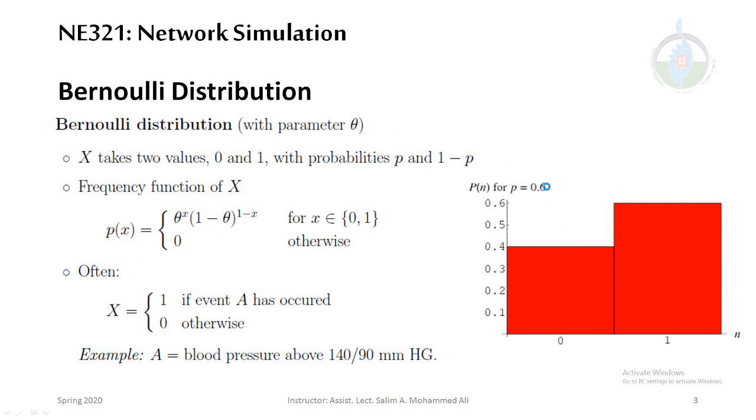This equation describes the Bernoulli distribution, as shown in this graph as well. Okay. Often x will equal 1 if the event A has occurred, otherwise it's 0 if the event has not occurred. An example of such a distribution is when A is a blood pressure of 140/90 millimeters Hg. Hg stands for mercury. Before, they used a mercury instrument to measure blood pressure, measuring the height of the mercury in millimeters. If A is above these numbers, then x will be 1. Otherwise, it will be 0. Okay.